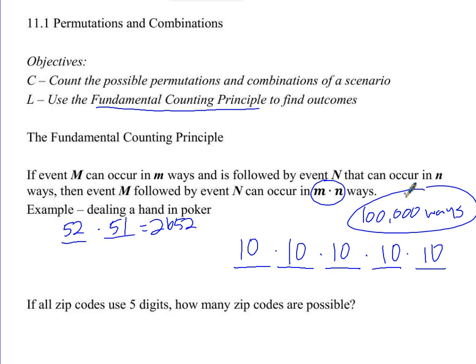And that's how you use the fundamental counting principle. So anytime you have events that are occurring together, draw out some dashes for each one of those events. Figure out how many ways each event on its own can occur, and then multiply those numbers together.